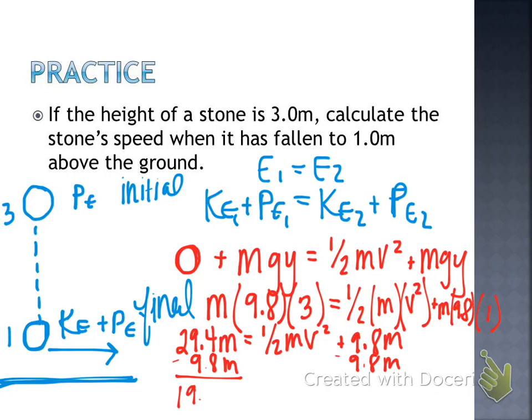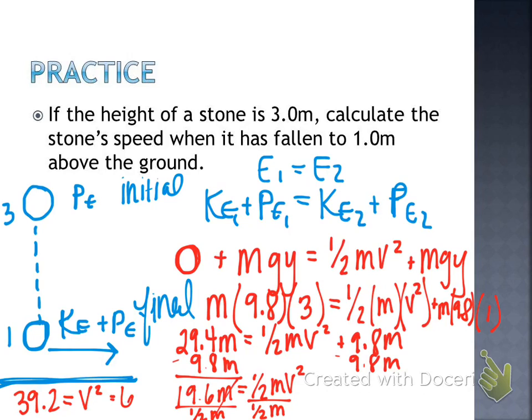Which gives me 19.6 m equals 1/2 mv squared. Okay, I can go ahead and divide by 1/2 m, and I cancel my m's at that point. I'm going to have to give myself some more room, so I'm going to go over here to the left. If I divide 19.6 by 1/2, I get 39.2 equals v squared. I want to square root that answer, and I get a velocity equal to 6.26 meters per second.